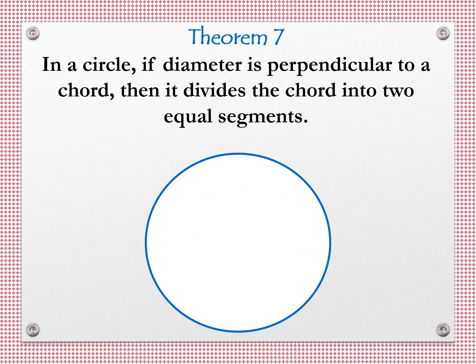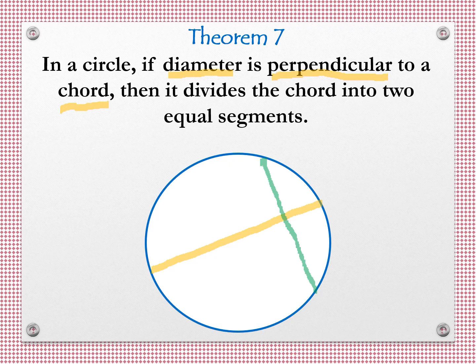Theorem number 7: in a circle, if the diameter is perpendicular to a chord, then it divides the chord into 2 equal segments. Let me first draw a diameter. So this is my diameter. And this diameter should be perpendicular to a chord. Let me draw a chord also. This chord should be perpendicular to my diameter. So I now have two perpendicular lines, the chord and the diameter.